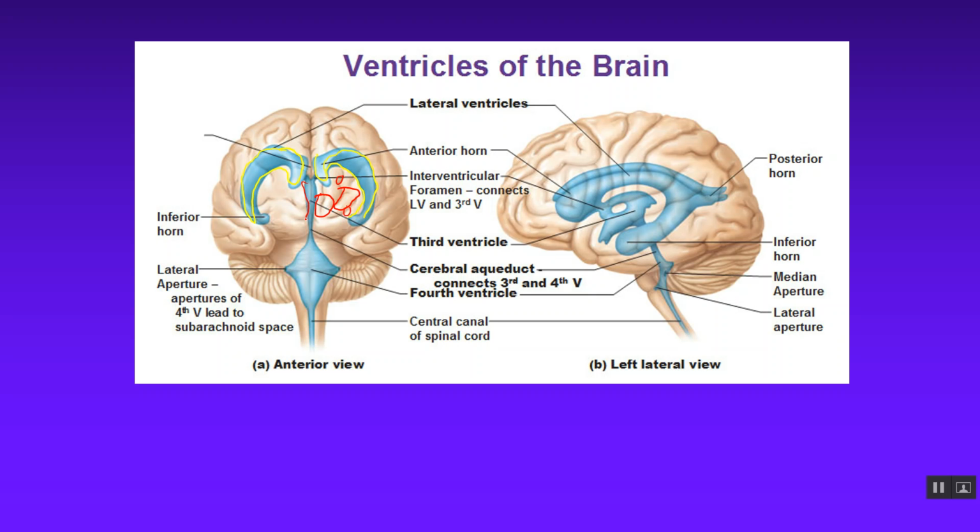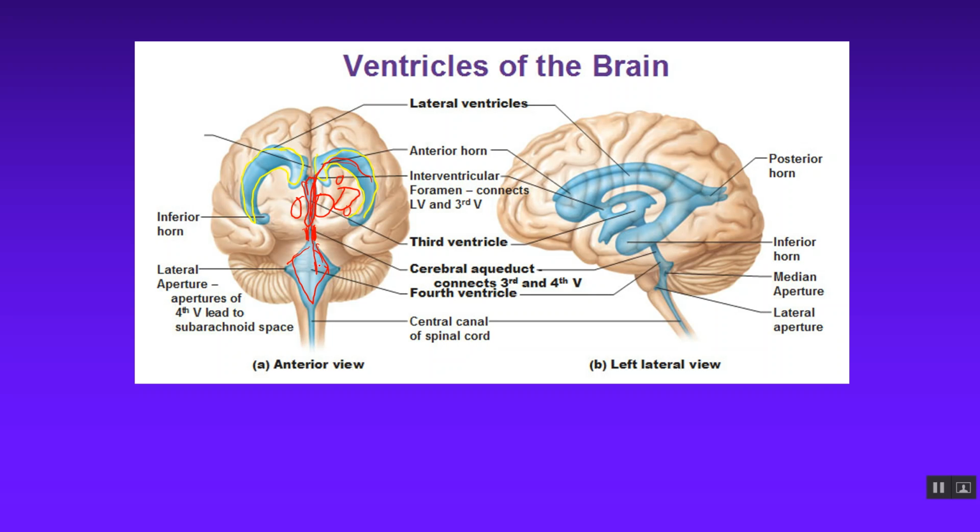Then you have this little sliver of space right between your two thalami. That's the third ventricle. Then there's a little connection right here running through the midbrain. That's the cerebral aqueduct, and then it goes into the fourth ventricle. It's kind of rhomboid in nature, because remember there's that rhomboid fossa that it goes into. That's the fourth ventricle.